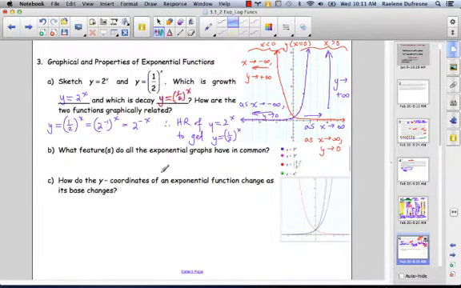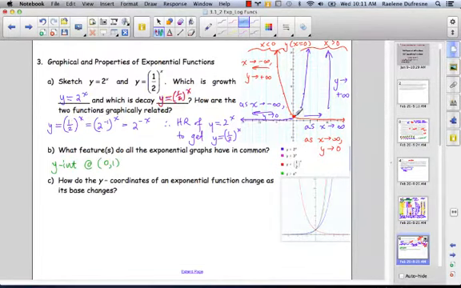So we want to know what exponential features do all the exponential graphs have in common. We can see that they all have a y-intercept located at (0, 1). This is, of course, as long as there is no vertical transformation. So the basic y equals b to the x parent exponential function has this y-intercept. We also see that they have a horizontal asymptote at one end or the other, depending on whether we have growth or decay, but we have a one-sided horizontal asymptote at y equal to 0.